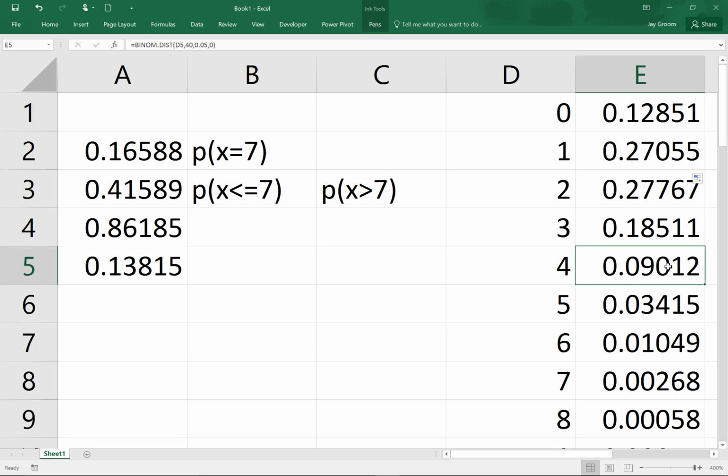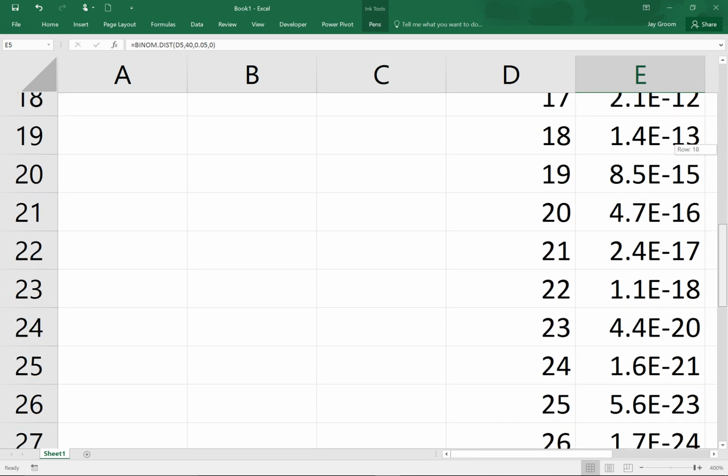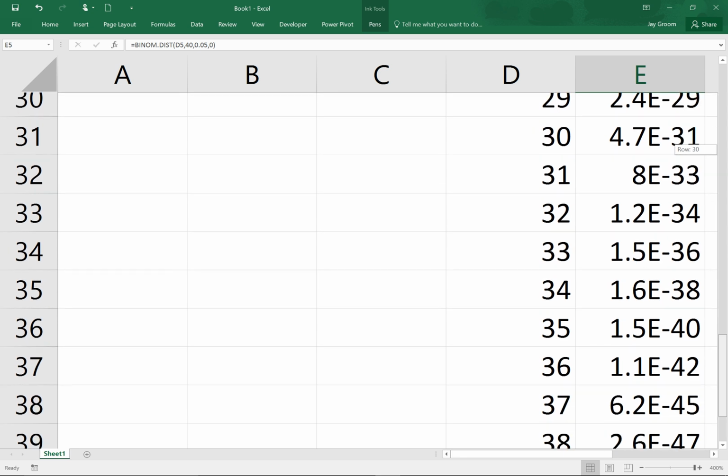Notice that this guy right here is more than, what, 2/3 of that 13%. This next one is most of the rest. And if you go down here a ways, pretty soon the computer just says, oh, screw it, it's not going to happen. You see this? E minus 13, E minus 20, E minus 40.